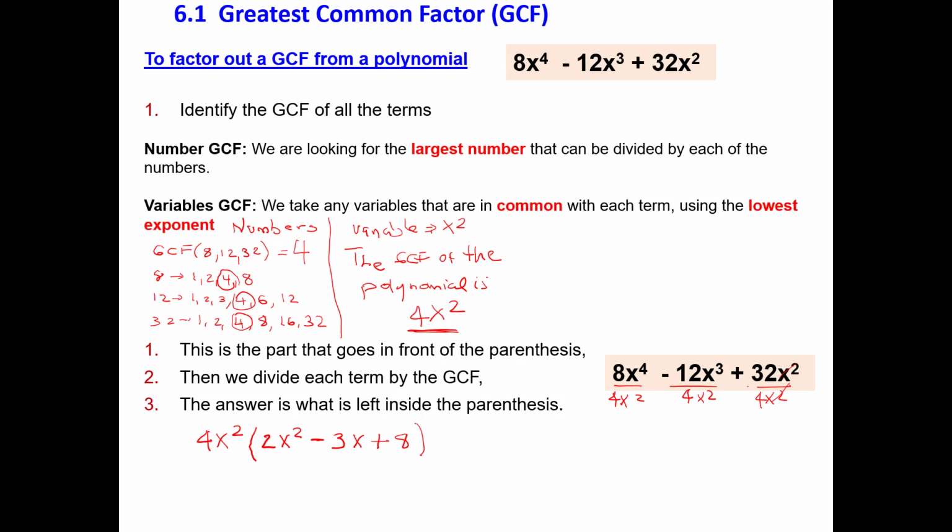Then this is the factorization of this polynomial. Yes? This is the factorization of this polynomial. And we can double check if our answer is right. If we multiply this number times this one, we should get the polynomial, in this case the trinomial.